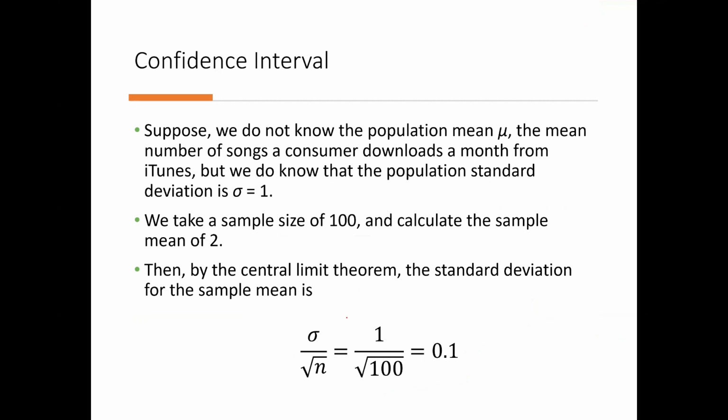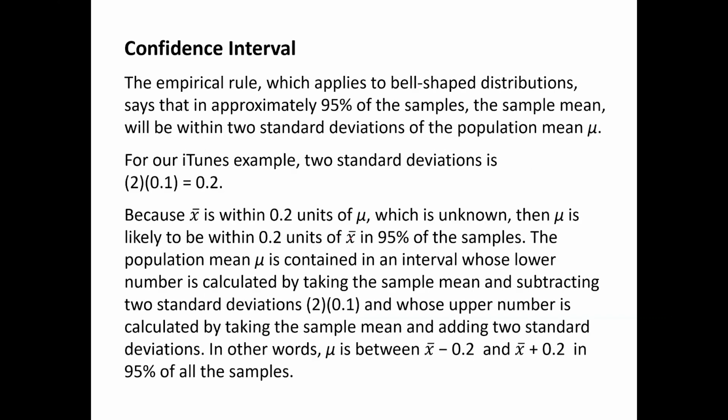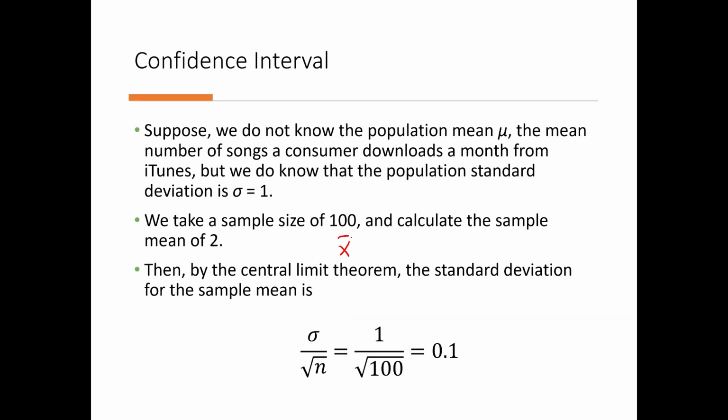Suppose we do not know the population mean mu, the mean number of songs a consumer downloads a month from iTunes. Maybe it's Spotify these days. But we do know that the population standard deviation is sigma equals 1. So if I know the population standard deviation, I can just use the normal distribution for this. We take a sample size of 100 and calculate the sample mean of 2. So the sample mean, X bar, is 2, and sigma, the population standard deviation, is 1.